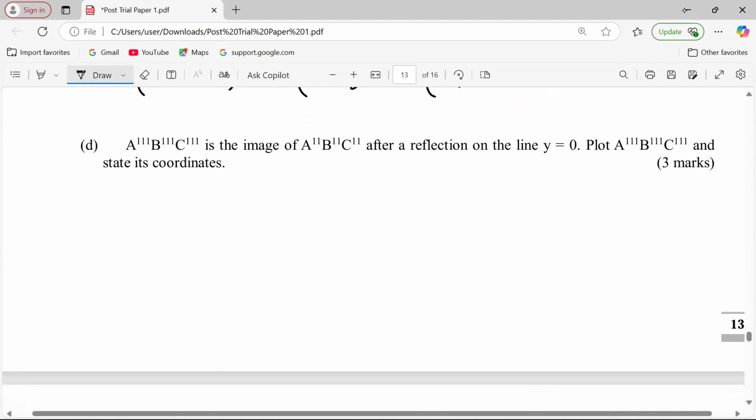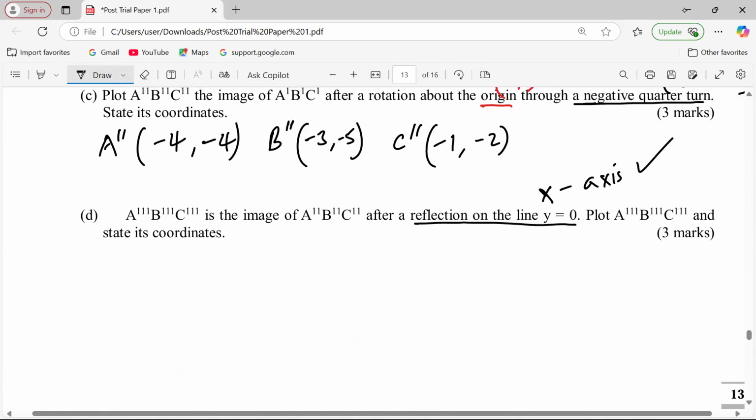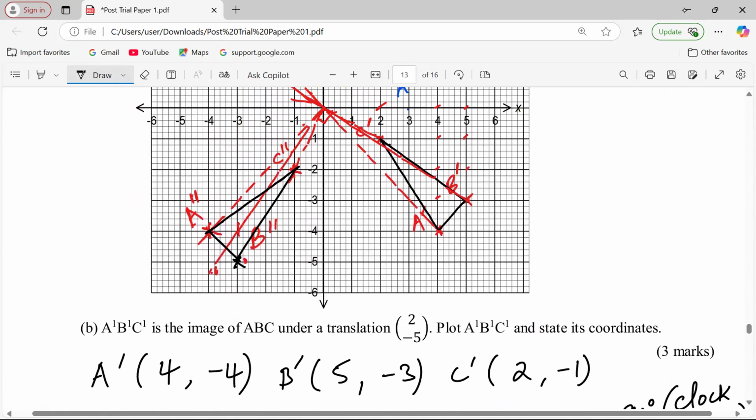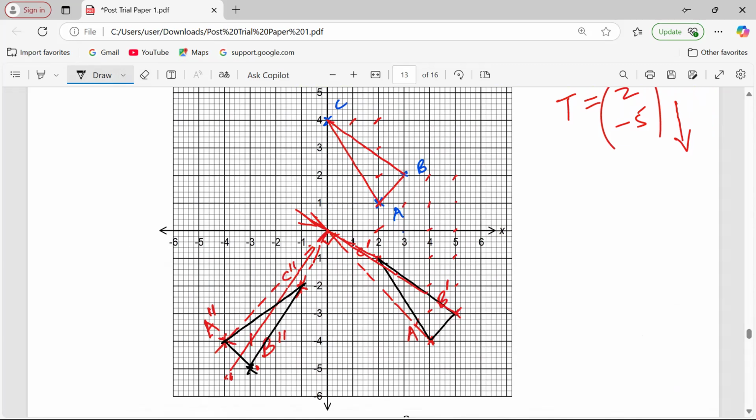So that is it. Finally, we are having a part D. We are told A triple prime, B triple prime, C triple prime is the image of A double prime, B double prime, C double prime after reflection on the line y equals to 0. So y equals to 0 equals to x-axis. So we shall reflect along the x-axis. And to reflect means we just connect a point to the mirror line, which is the x-axis.